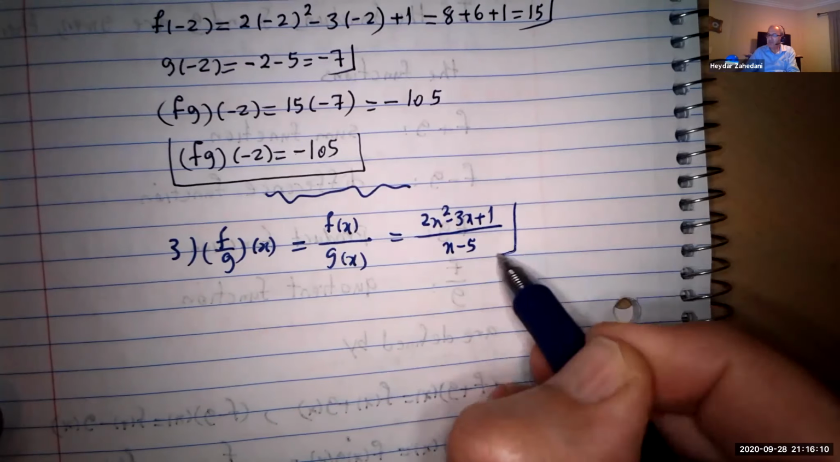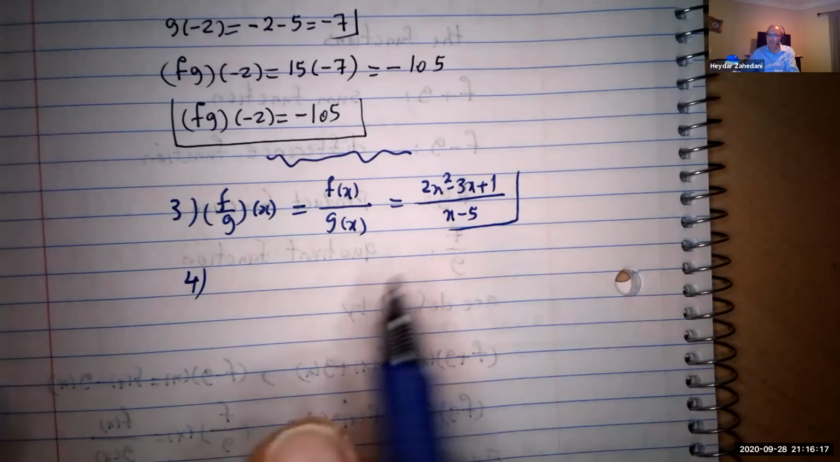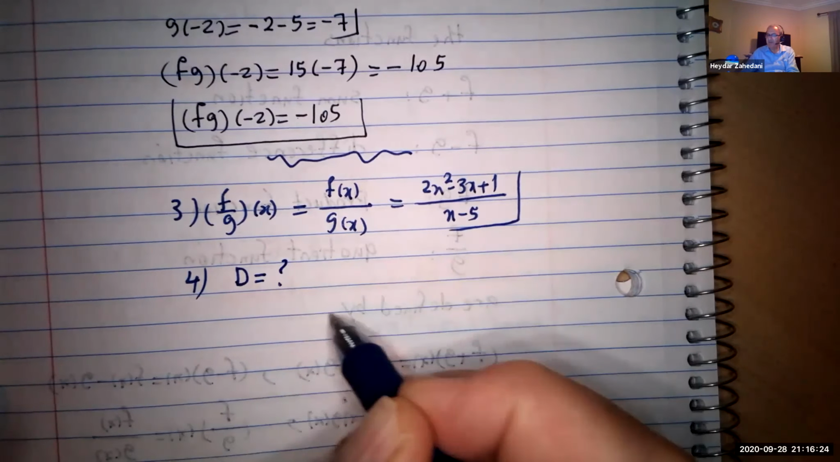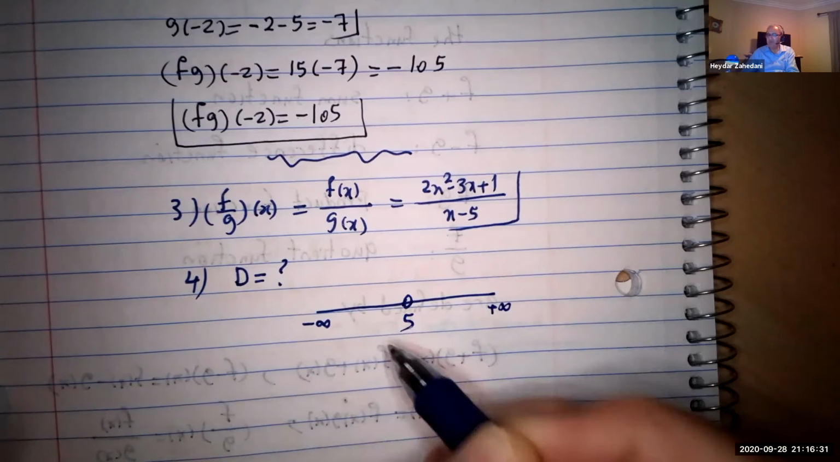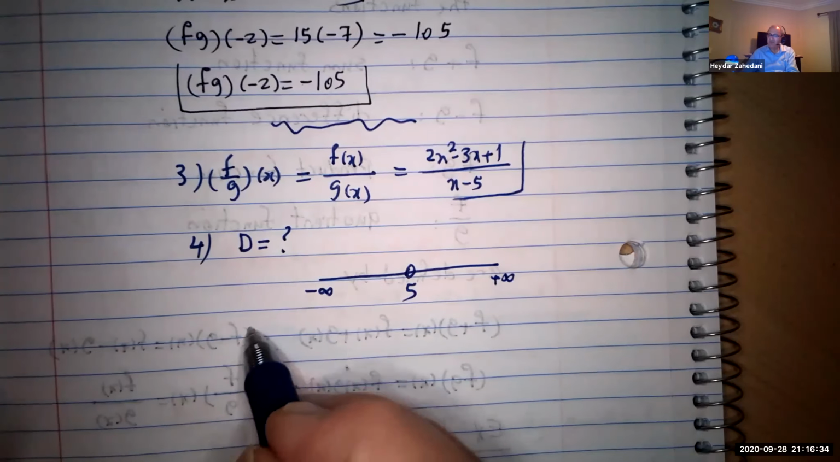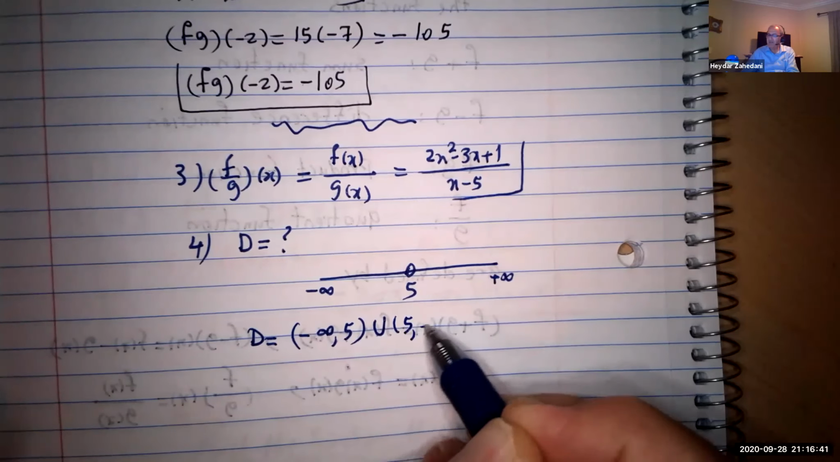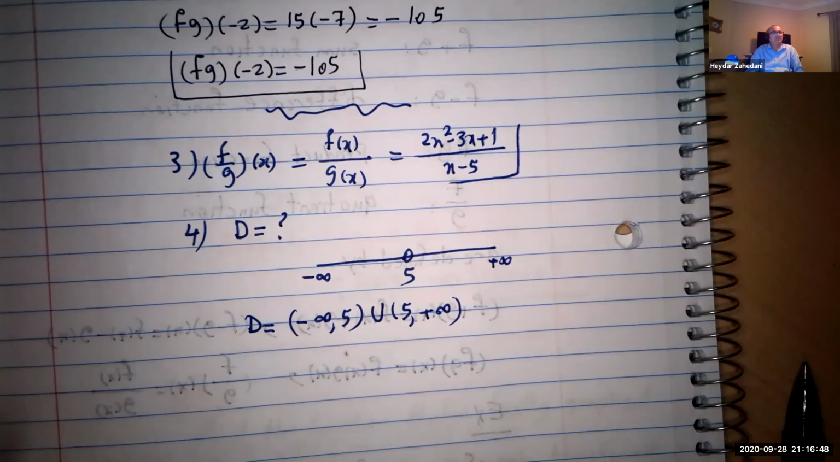But for the quotient, they usually ask for the domain of this function. You know that the quotient function is defined if the denominator is not zero. The denominator would be zero at five, so you have to take out the five from negative infinity to positive infinity. So the domain of the function would be from negative infinity up to five, parentheses, union with five to positive infinity. The top is a polynomial, the bottom is a polynomial, but since you divide, you have to avoid the zero in the denominator. And that's it.